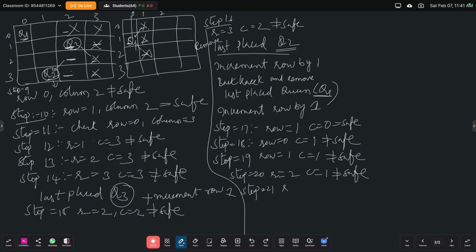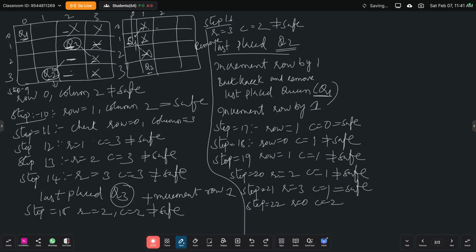Step 21, row equals 3, column equals 1. This is that place. Yes, this is safe. So we can place queen 2 here. Whenever we place the queen, just increment the column by 1. Step 22, what is row? 0. What is column? 2. Means this is that place. Is it safe? Yes, it is safe.